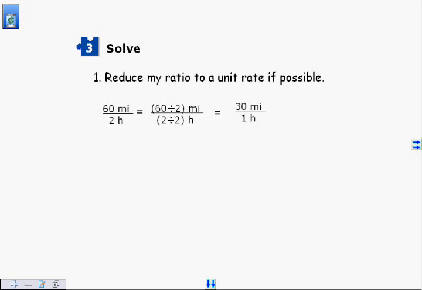Reduce my ratio to a unit rate if possible. So we had 60 miles in 2 hours. In order to break that down to a unit rate, you had to divide by 2 to get 30 miles in 1 hour.